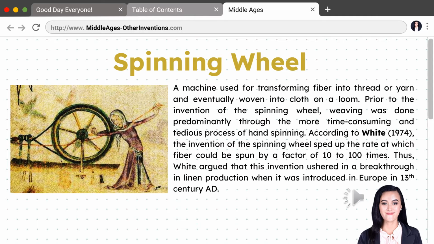Prior to the invention of the spinning wheel, weaving was done predominantly through the more time-consuming and tedious process of hand spinning. According to White in 1974, the invention of the spinning wheel sped up the rate at which fiber could be spun by a factor of 10 to 100 times. Thus, White argued that this invention ushered in a breakthrough in linen production when it was introduced in Europe in the 13th century AD.